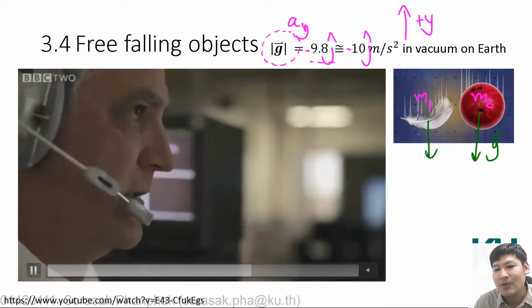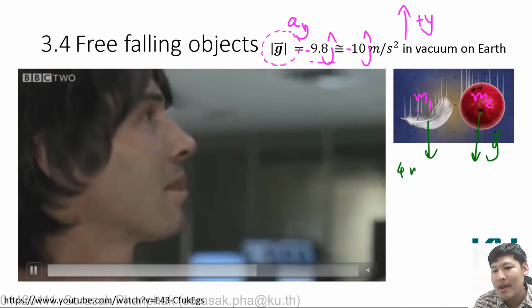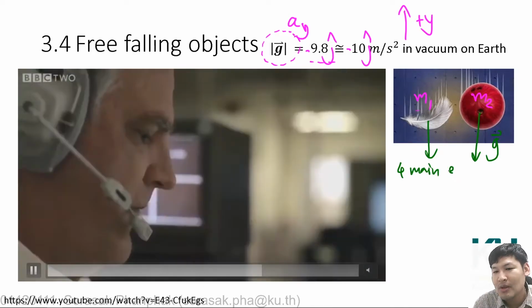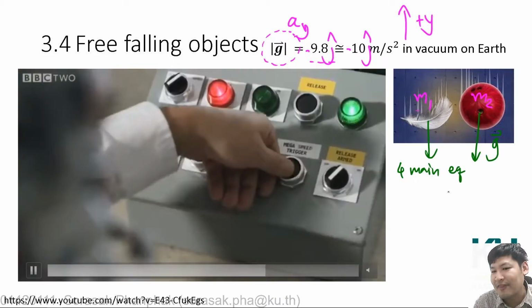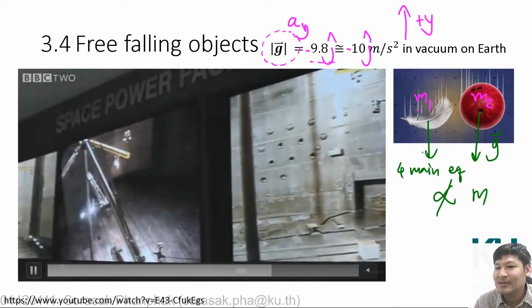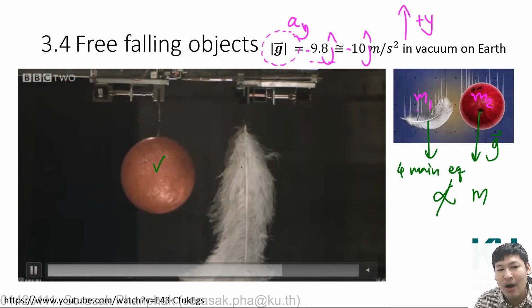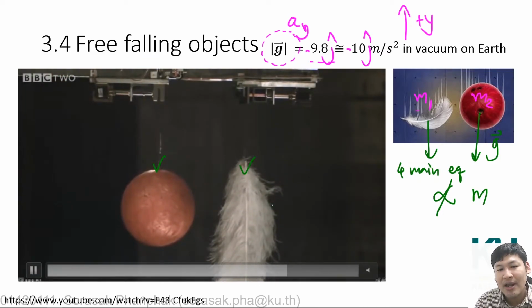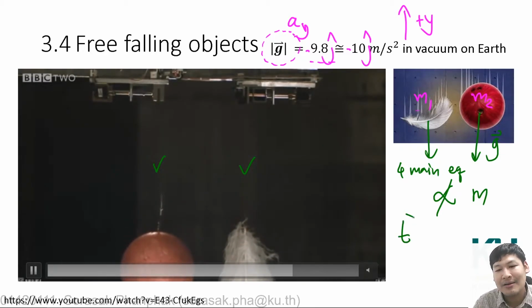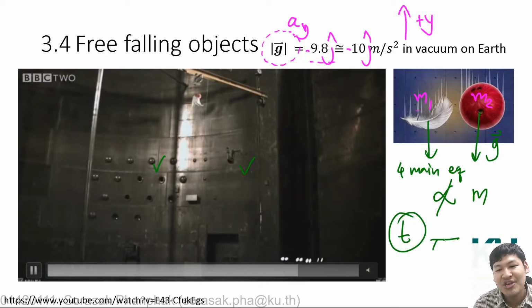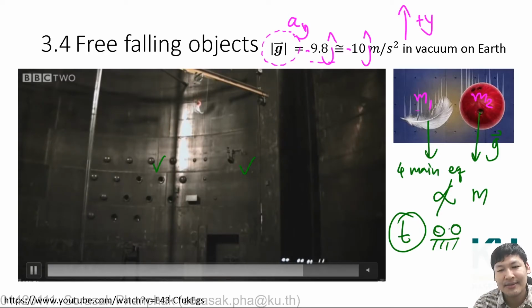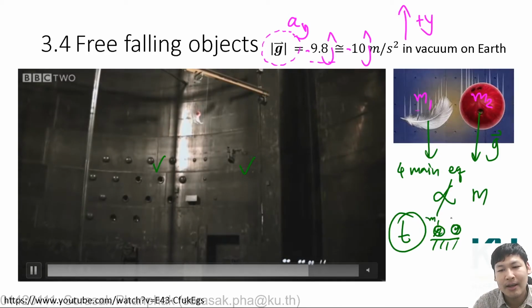As you consider from the four main equations, there is nothing related to the mass. So that means if you drop them at the same time, these two objects are going to go down together until they reach the floor at the same rate for m1 and m2.